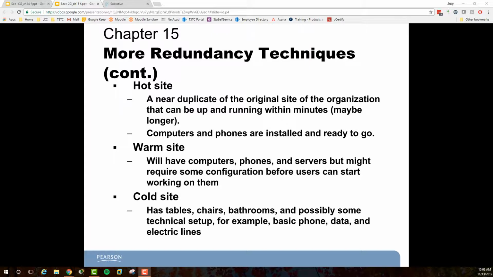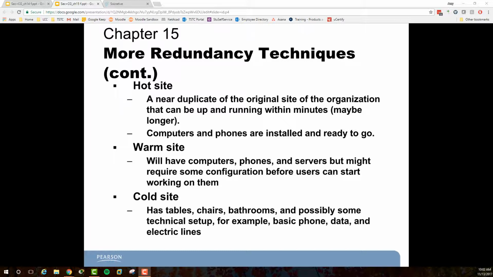Some more redundancy techniques. You've got a hot site, which is basically a duplicate of your organization. You can have it up and running within minutes. Computers or phones, infrastructure, and everything is installed and ready to go. A warm site has computers and phones, but you're going to have to configure things and hook things up before you can actually start working.